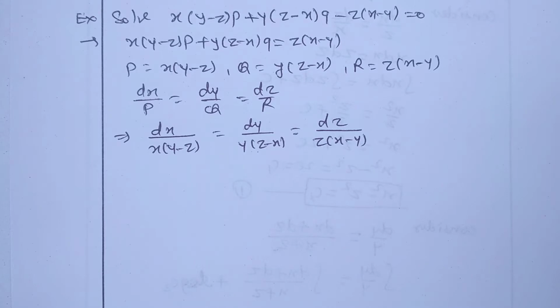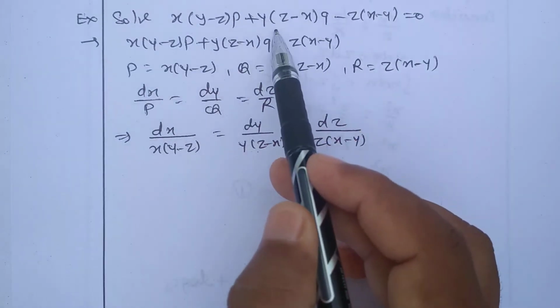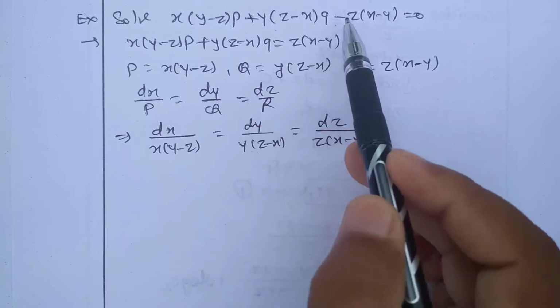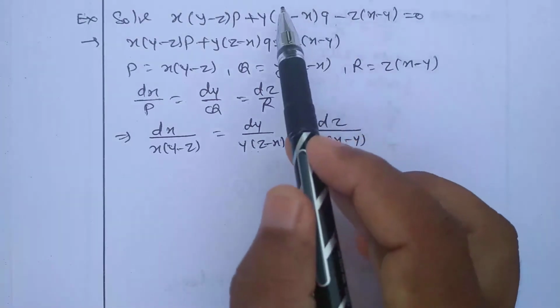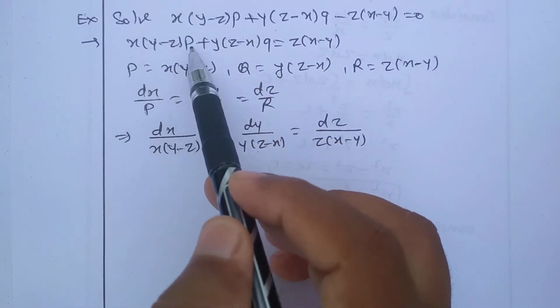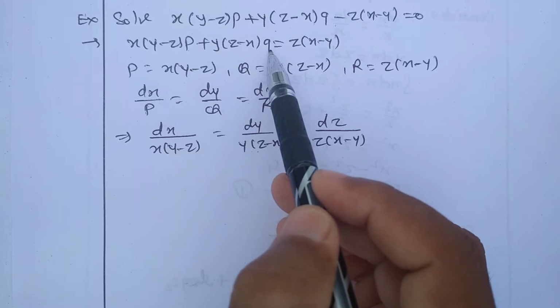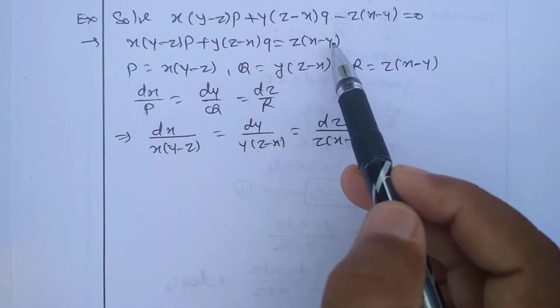So next example on solution of first order linear differential equation. The question is: solve x(y − z)p + y(z − x)q − z(x − y) = 0. See, this equation can be written as x(y − z)p + y(z − x)q equals, this term goes to the RHS, z(x − y).